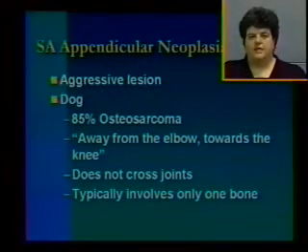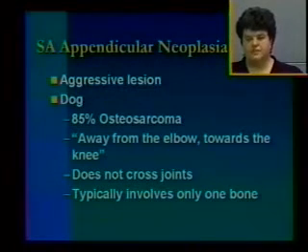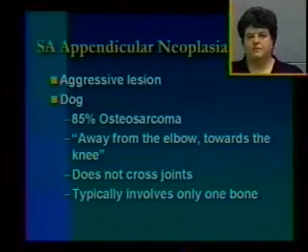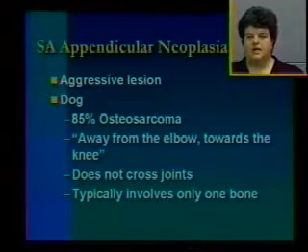Small animal appendicular neoplasia. It's an aggressive bone lesion. It's fairly common in the dog, much less common in the cat. And 85% of the appendicular neoplasias that you're going to see in practice are going to be osteosarcomas. There's the clinical idiom of away from the elbow towards the knee to help us remember where these typically occur. Two most common sites are the distal radius and proximal humerus. These tumors typically do not cross joints, typically only occur in one bone, but neither of these are steadfast rules that this tumor obeys.